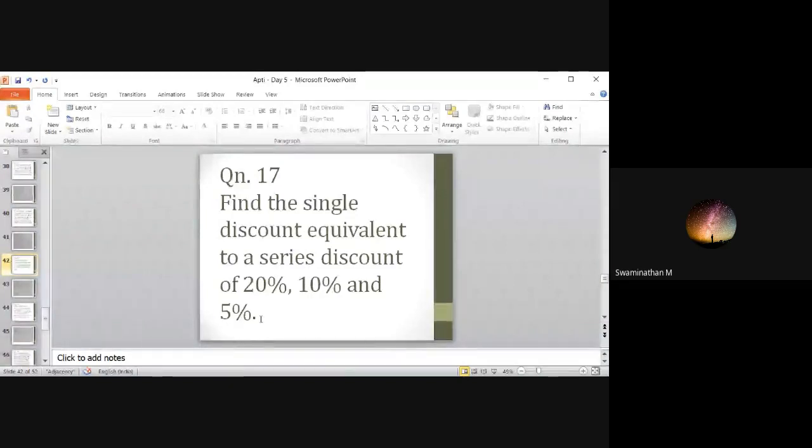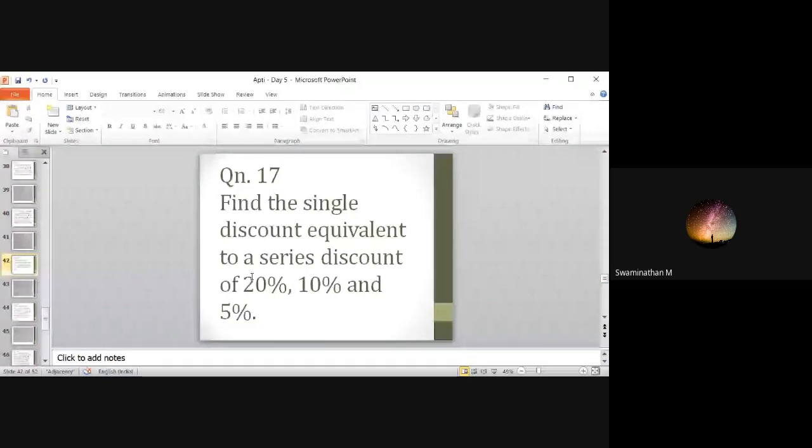So you can't use this directly. A 20% discount means the price has been reduced to 80%. Then from that value, 10% is reduced, so it is 90% of that, and then 95% of that. So x into 80% is the value you will get after the first discount.